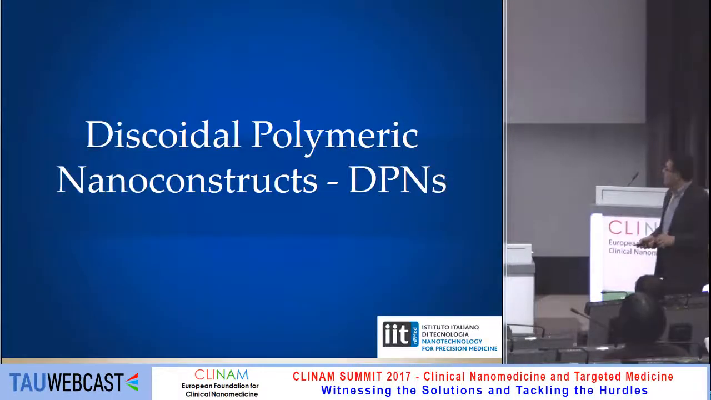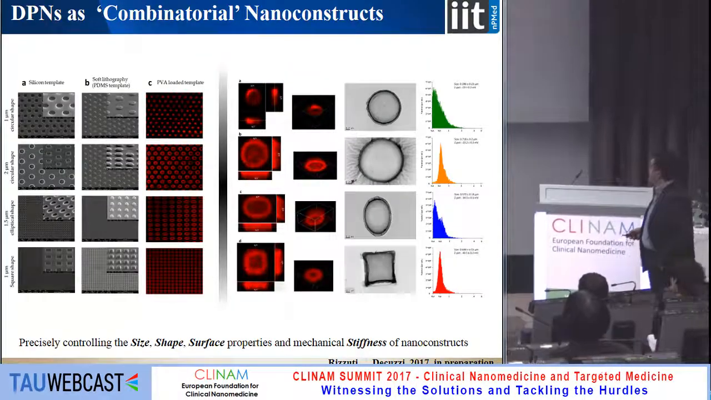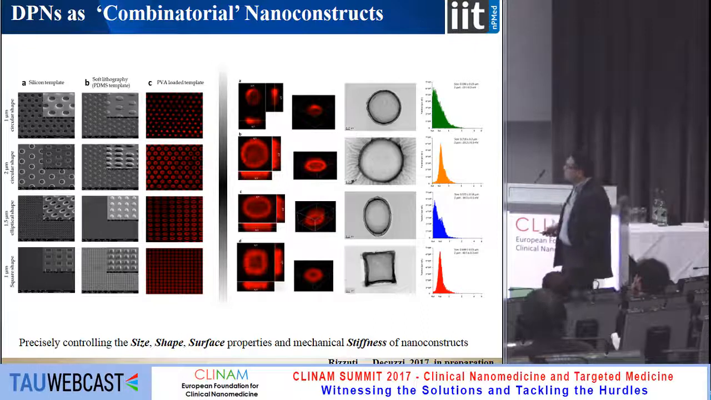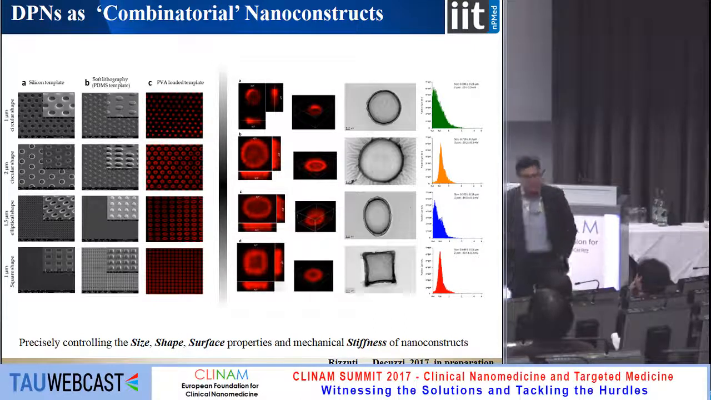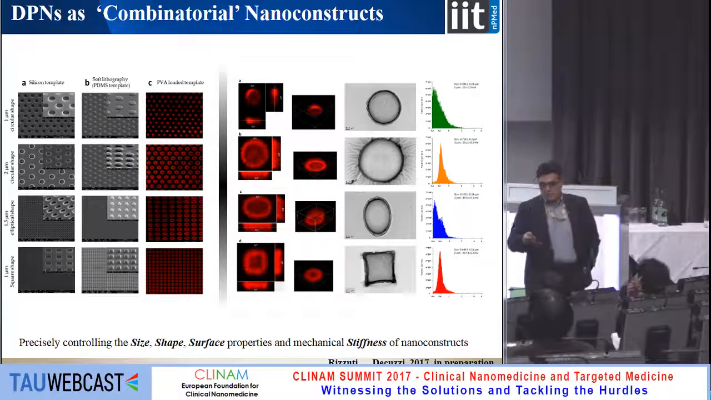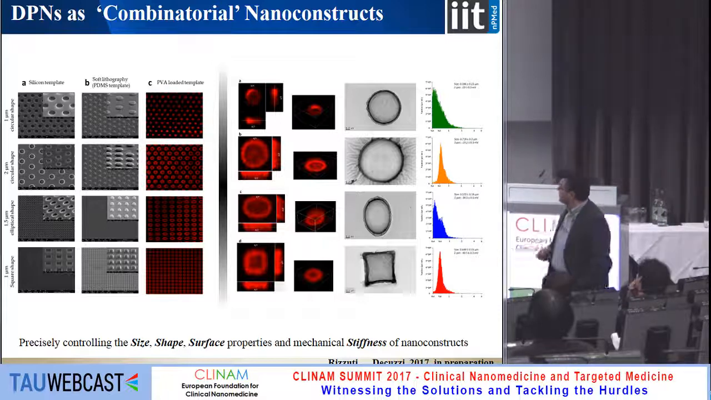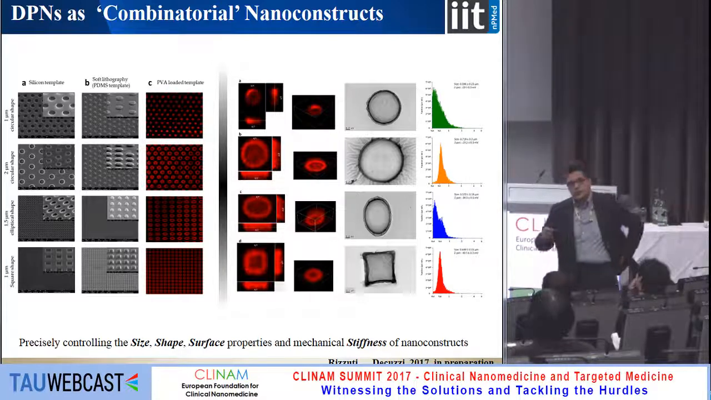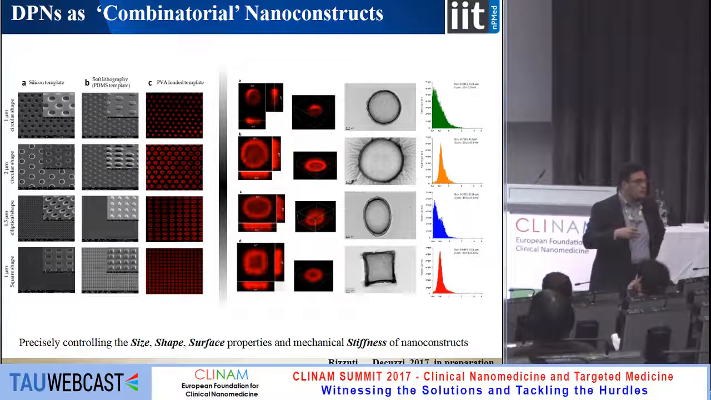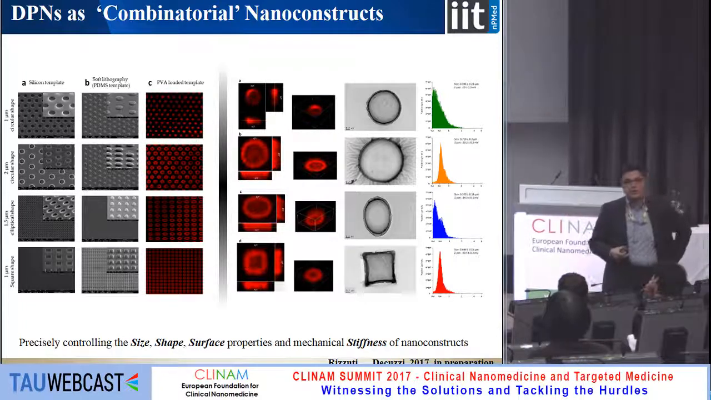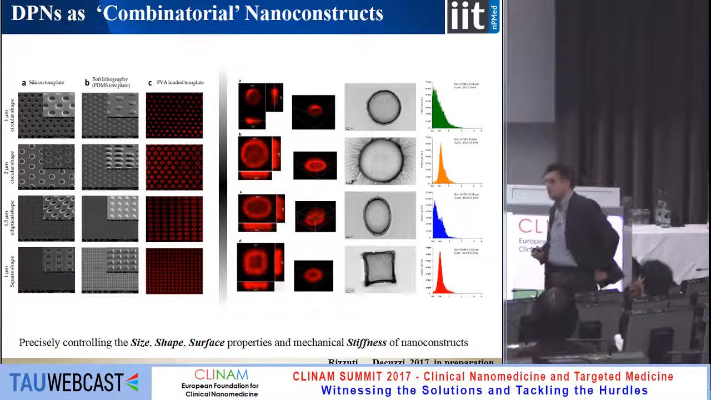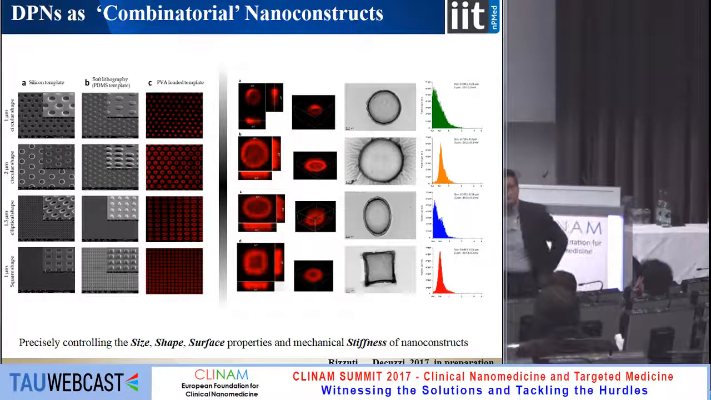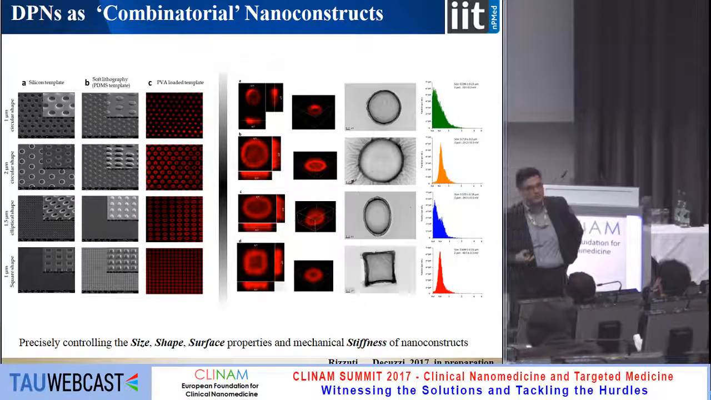And so this is the reason why over the last, I would say, year and a half, since we moved from Houston to Genova, starting up all the laboratory again, we have been working on these discoidal polymeric nanoconstructs where we can actually change the size, the shape, the surface properties. We were, together with Joe De Simone, probably the first group in 2006 to start working with non-spherical particles.